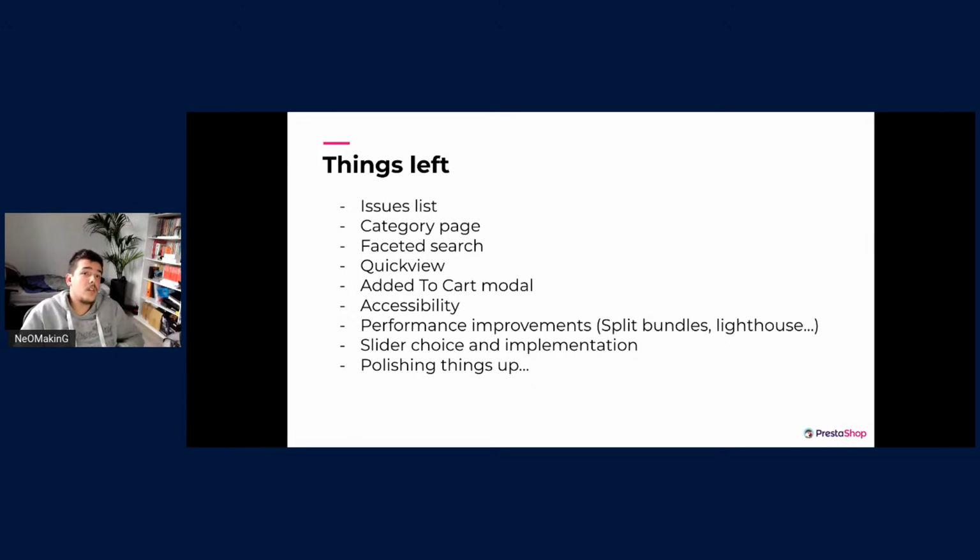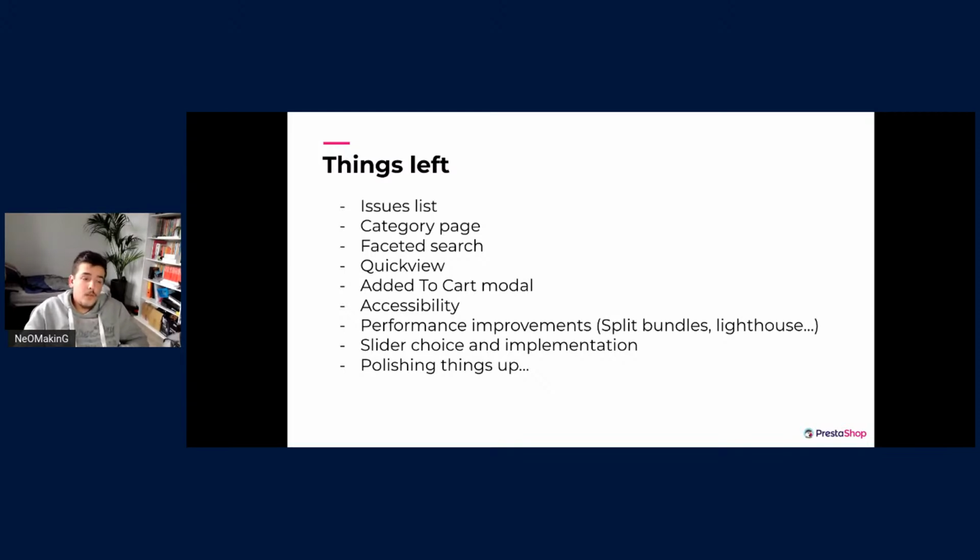We need to think about accessibility because it was a pain point for Classic in the past. We had multiple people coming to GitHub and creating issues because accessibility wasn't really good on Classic. So we need to focus on this at the end of the process.